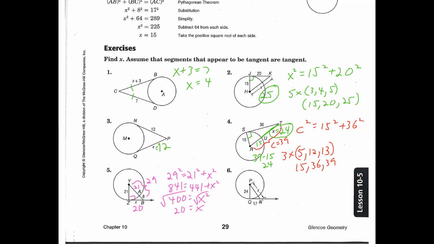All right, on number 6, last one on this page. So we have 24, 17. This one's not a triple, but it's already set up nice for Pythagorean theorem. We have a right triangle. We just need to solve for x. So x squared equals 17 squared plus 24 squared. 24 squared is 576. 17 squared is 289. If you add those together, now we also have to take the square root of that.